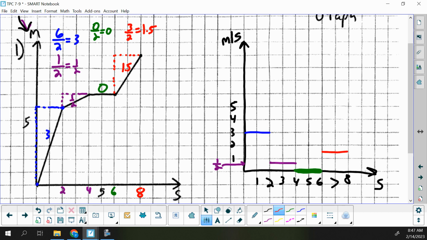Again, that's not a nice value, so we've got to label either 3 halves or 1.5 on our axis. We want things to be exact. If that was, say, like 2/3, we wouldn't want to put 0.6 or 0.6 repeating. Actually leave it as 2/3.